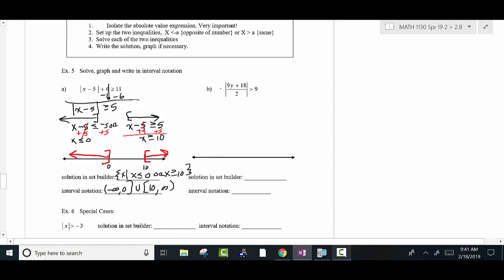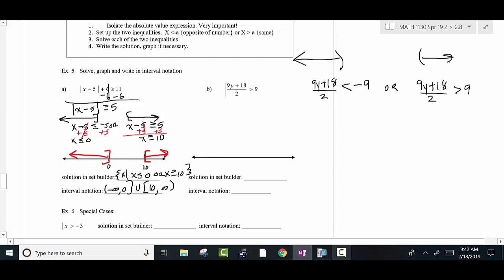Okay? So let's do this part B here. This one's already isolated, so you don't have to isolate. You would set this up like this. The first thing you would do is you would do (9y plus 18) over 2, and then you would say less than negative 9. That's going to give the solution going to the left. Then you would say or (9y plus 18) over 2 is greater than 9. That would give you the solution going to the right.